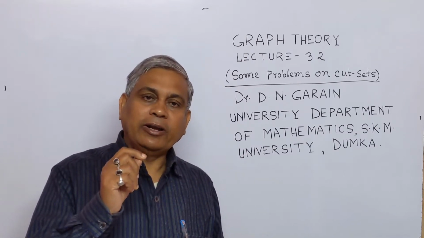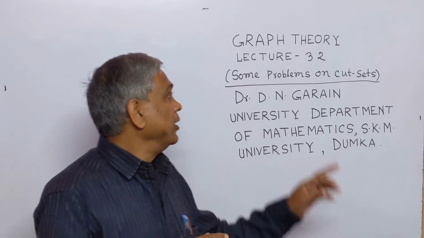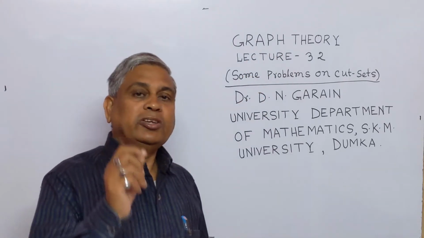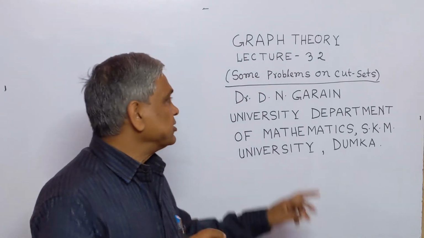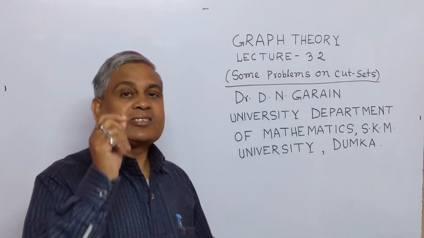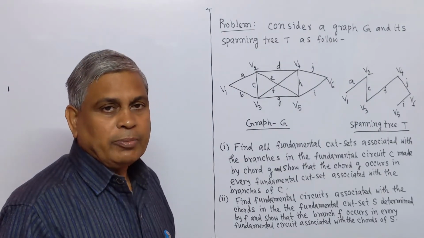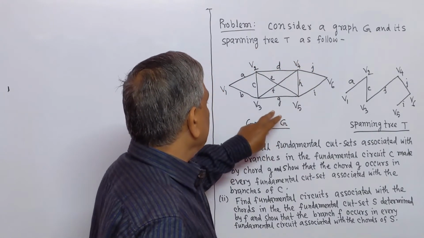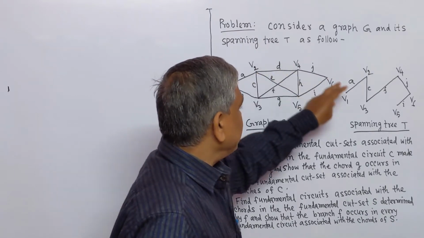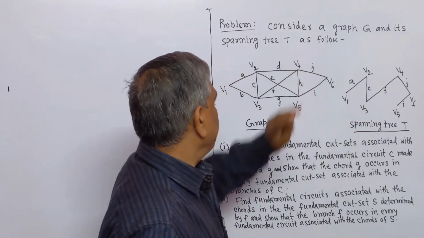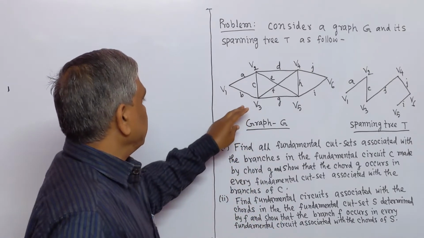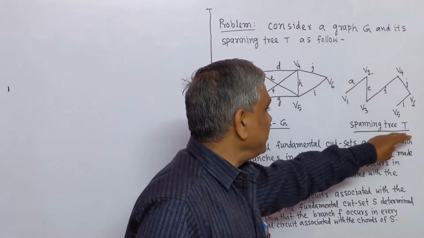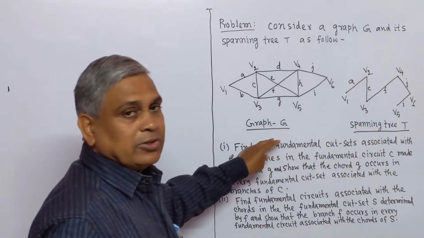Today I will deliver lecture on graph theory, lecture number 32, in which I will solve some problems on cut sets. Now we solve a problem. Problem is, consider a graph G and its spanning tree T as follow. Here the first picture is graph G and second picture is spanning tree T for the graph G.